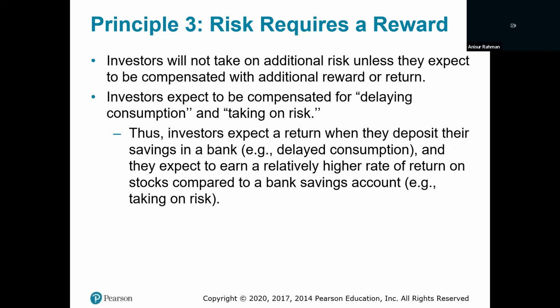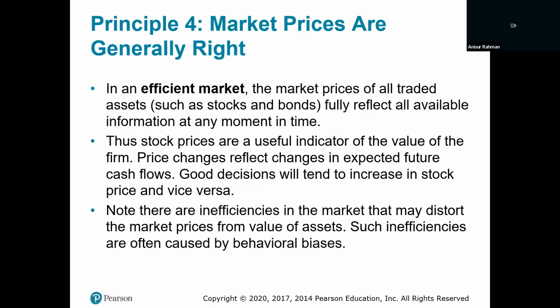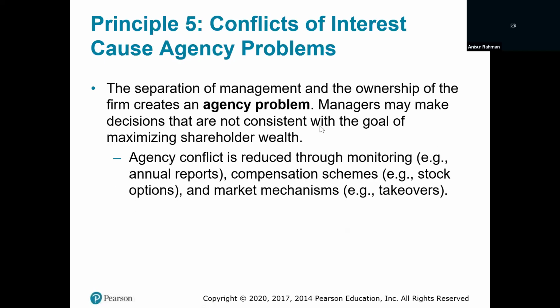Nobody knows, standing today, what will be the actual return in future. So very important concept, risk-return trade-off. Understand what is an efficient market, what does it imply? For example, in an efficient market, the market prices of all traded assets, such as stocks and bonds, fully reflect all available information. So understand efficient market thoroughly, understand agency problem thoroughly.